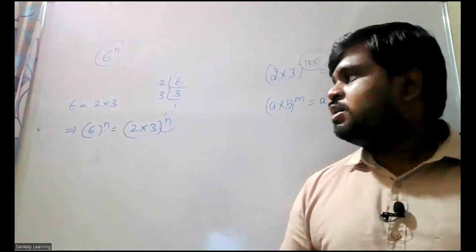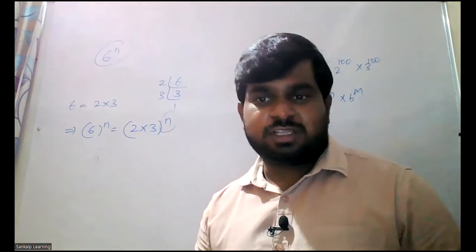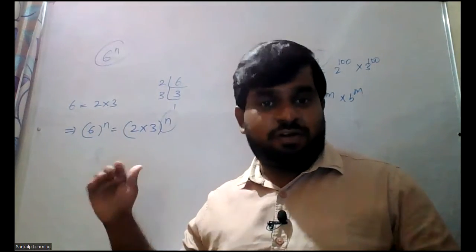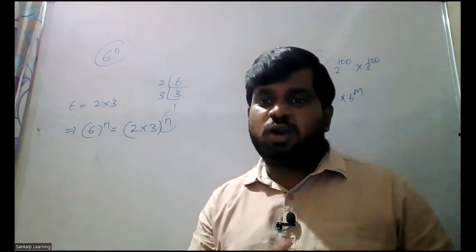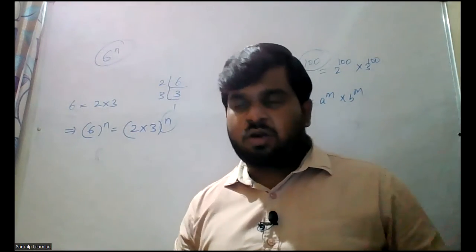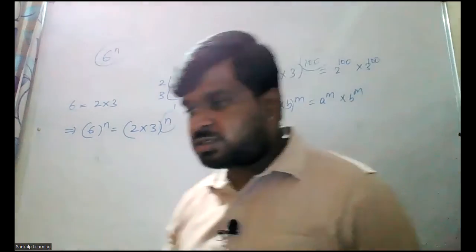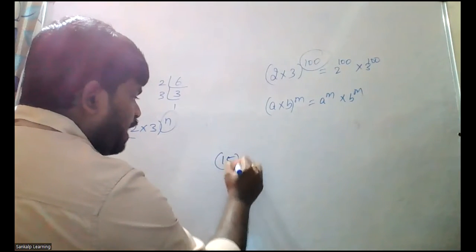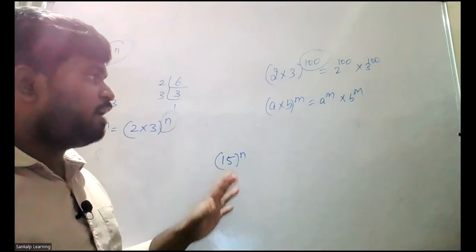Okay. Most of them will check only for 5. If the prime factorization is not containing 5, then it is not ending with 0. That is what is in the textbook, if I'm not wrong. But the precise one will be 2 and 5, because let's say 15 to the power n. This is a completely different thing that I'm saying now.